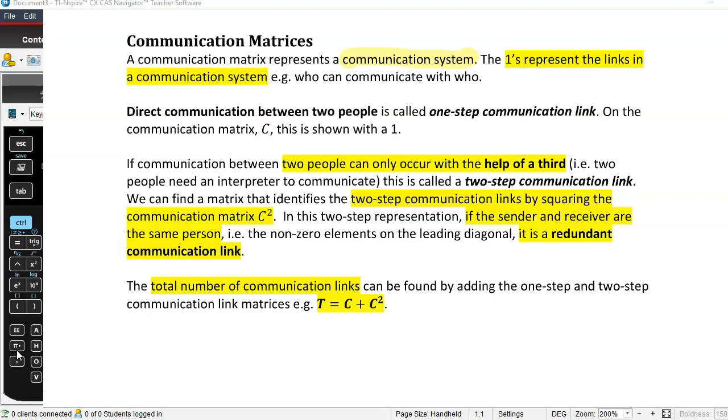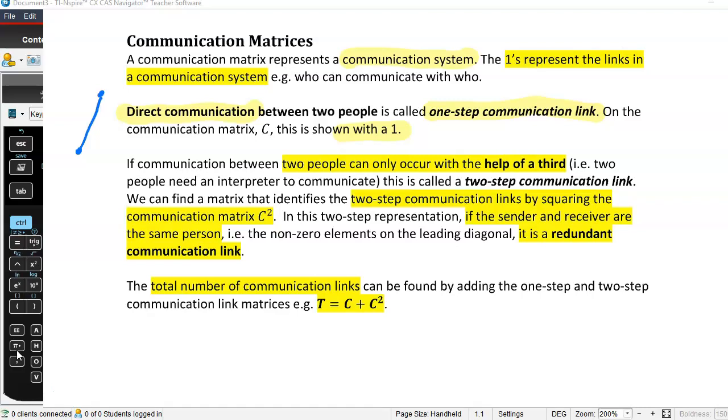Direct communication between two people is called a one-step communication link. This is shown with a 1. You can imagine direct communication between two people: they can talk directly to each other, like you're standing in the yard talking to somebody else. That's direct communication.